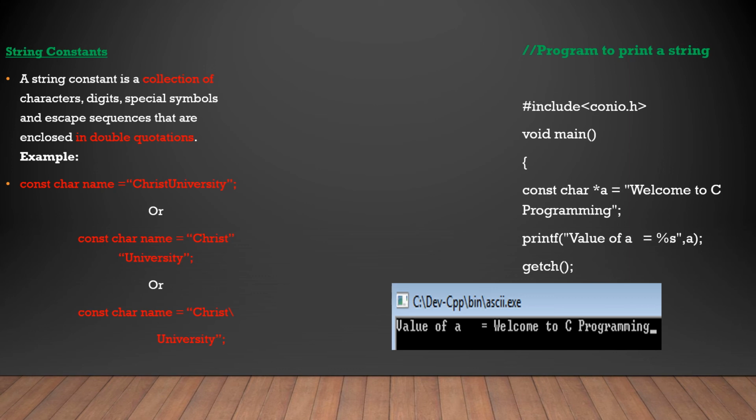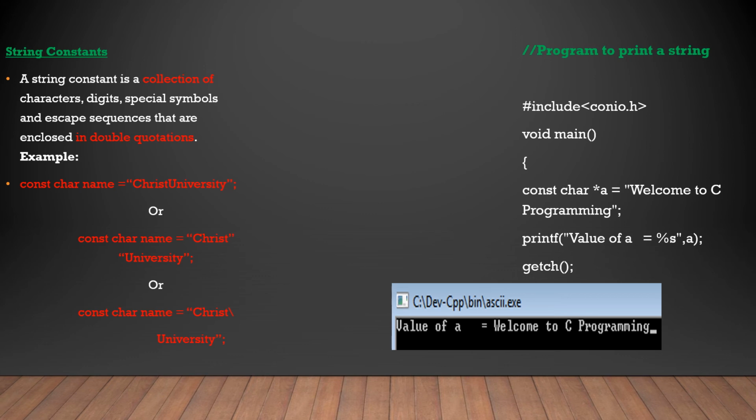Now see this example to understand our sample program. Here we are trying to print the string "welcome to C programming". So here we are declaring one constant variable a, which is a pointer variable pointing to the address of this location. Character data type equal to "Welcome to C programming". This variable a is equal to the entire string within the double quotes.